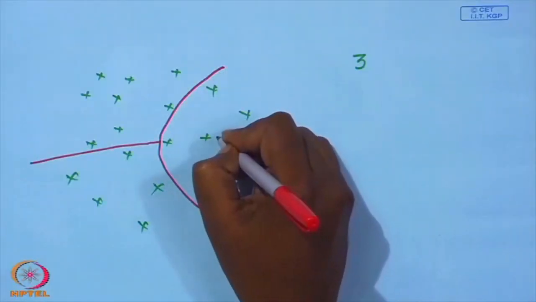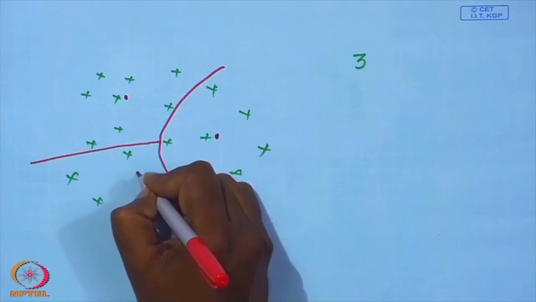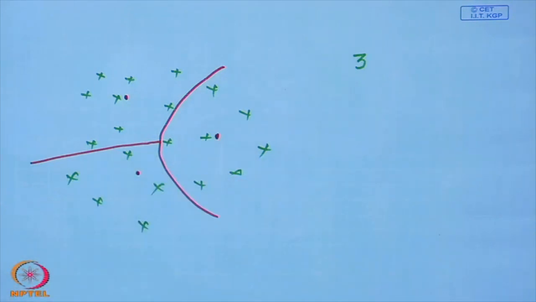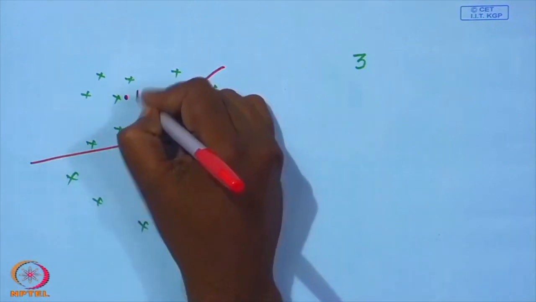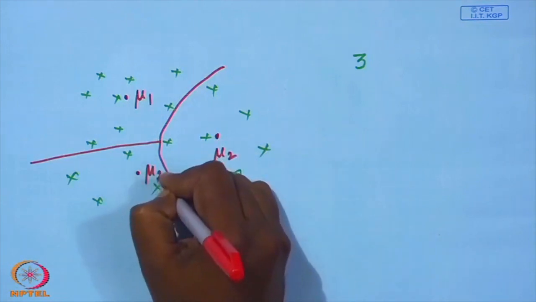Now, once I have these initial clusters, for each of the clusters so formed, I compute the cluster center, which will be the representative of the samples belonging to that cluster. So, suppose the center of this cluster comes out somewhere over here, the center of this cluster somewhere over here, and the center of this cluster somewhere over here. This will be the cluster center mu 1, this will be mu 2, this will be mu 3, and so on.